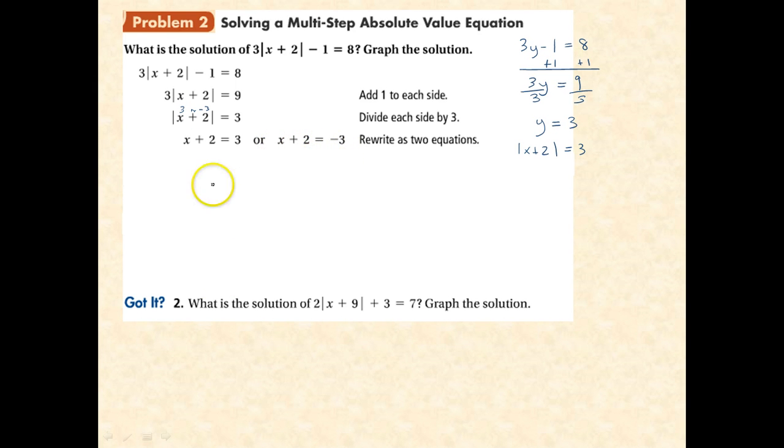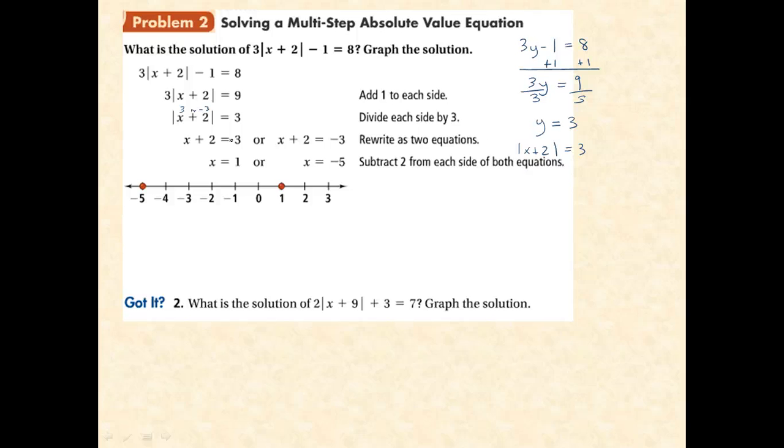And now we can just solve those. Subtract 2 from both sides, and we get x equals 1 or x equals negative 5. Now, especially in problems like this, you want to plug those solutions in and make sure that you didn't make mistakes. There's your graph. Plug them back into the original equation.